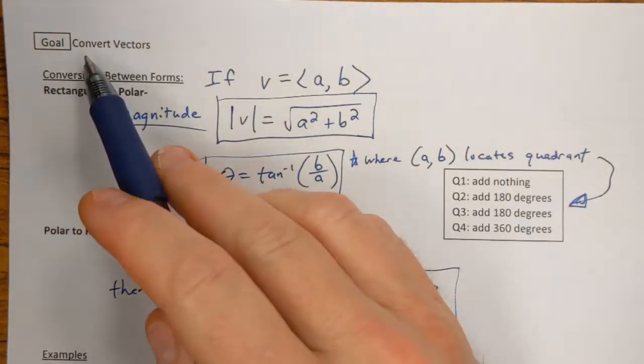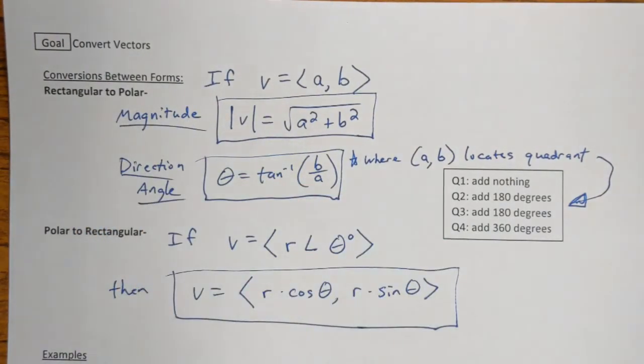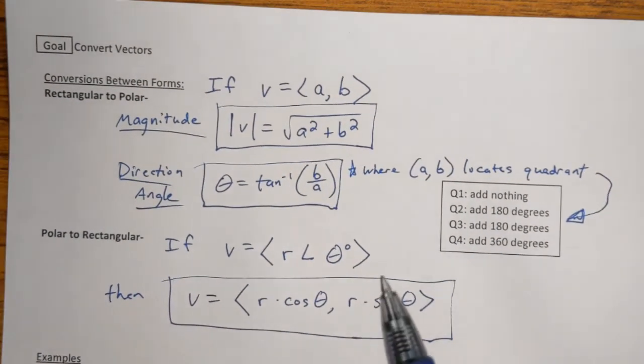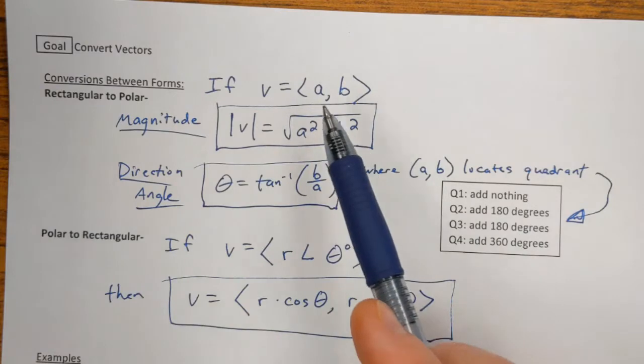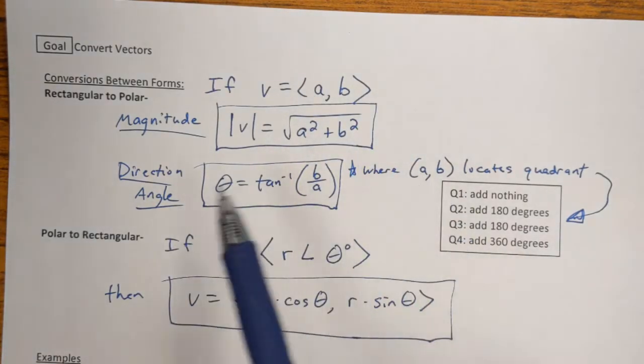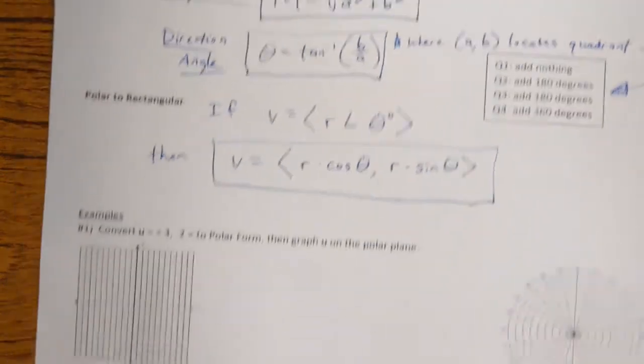Today's goal is we want to be able to convert vectors. And specifically, there's two things we want to accomplish today. If we ever have a vector that's written in rectangular form, we want to be able to convert it into polar form. Here's a quick example of that.